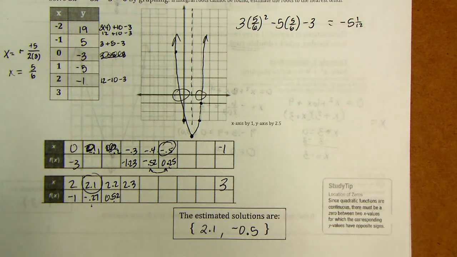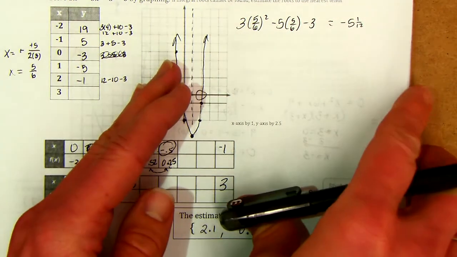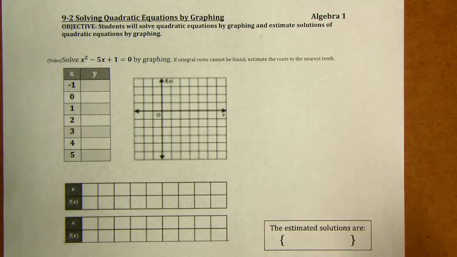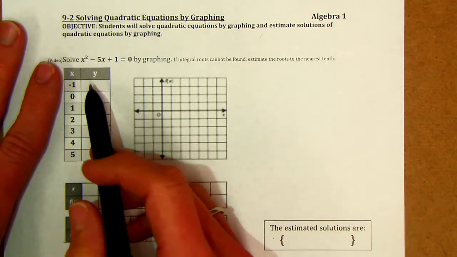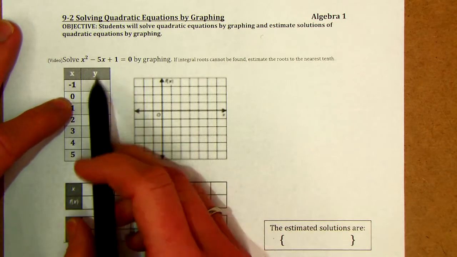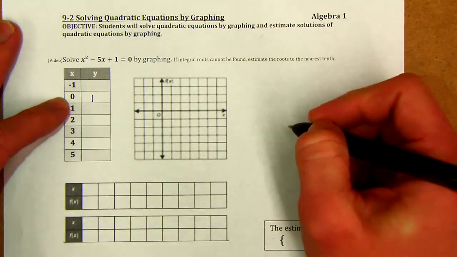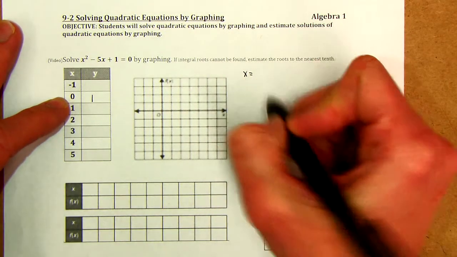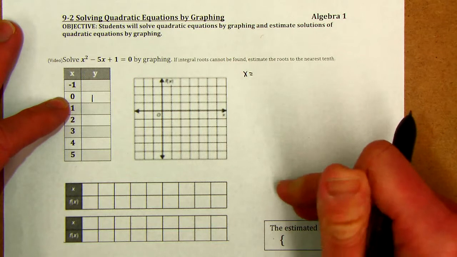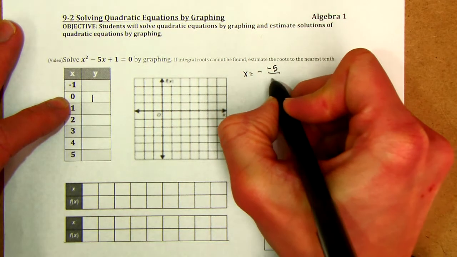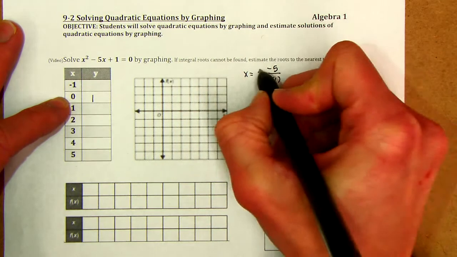On the last page of the notes right here. So again, I provided you with the tables. They won't always look like that, but we did this. So I'm going to go ahead and just plot some in there. I know that 0 is going to be 1. I could find the x-intercept, but it's probably not going to be pretty. So the axis of symmetry, negative b over 2a, is positive 5 over 2, which is 2 1/2. So here's my axis of symmetry.